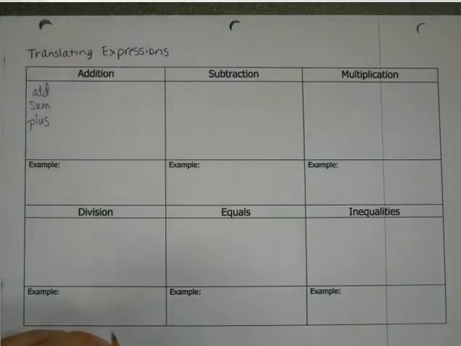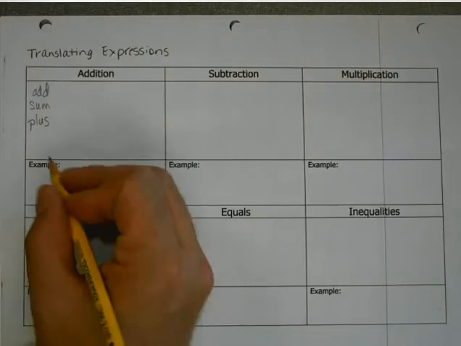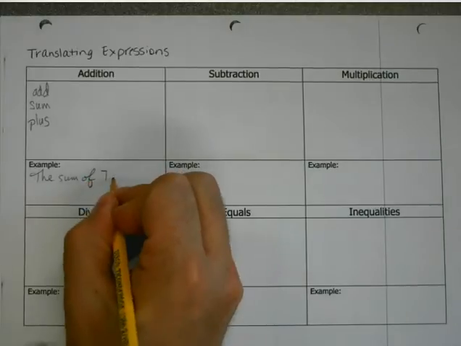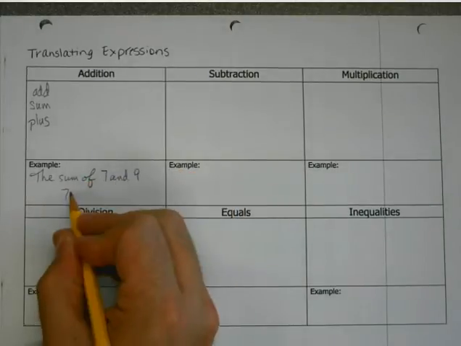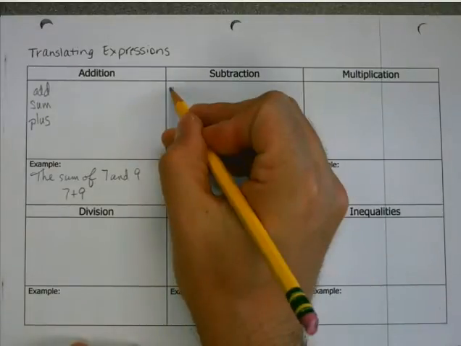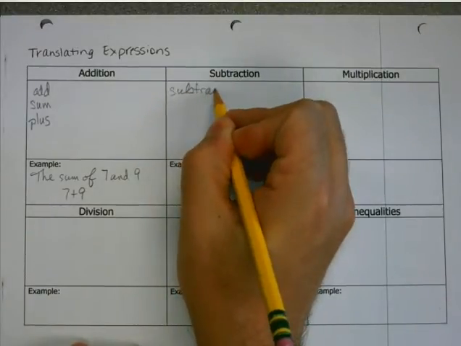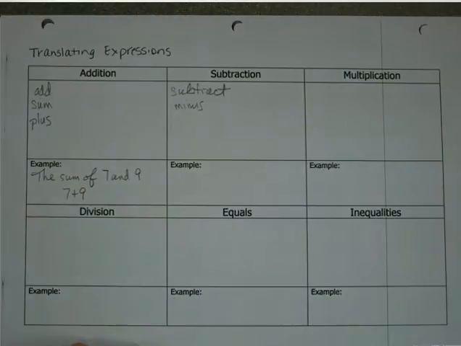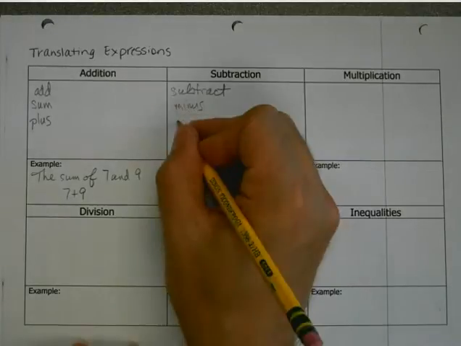I'm not going to go crazy here with these, but again, for instance, with addition, you may have the sum of 7 and 9, which would be 7 plus 9. That's the type of thing that we're looking for here. Subtraction. Well, of course, there's subtract. There's minus. What's the fancy word sometimes that we use with subtraction? Starts with a D. Difference.